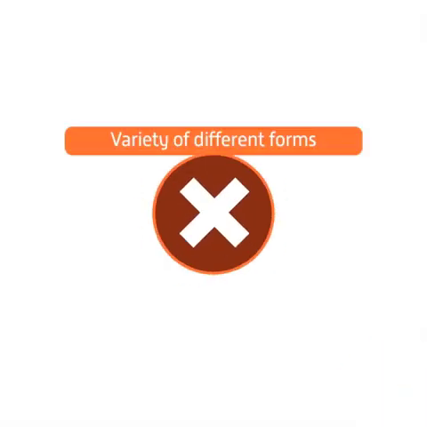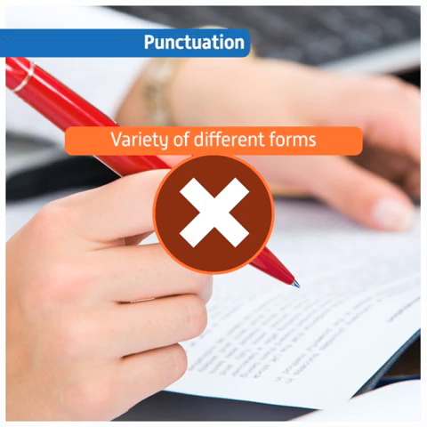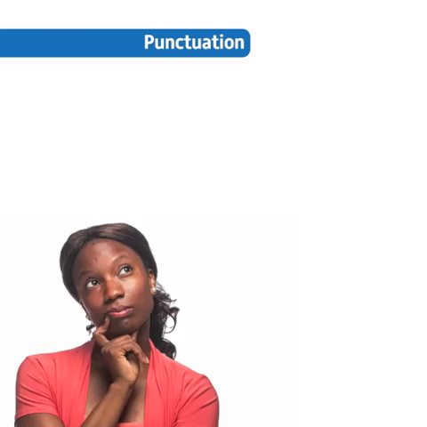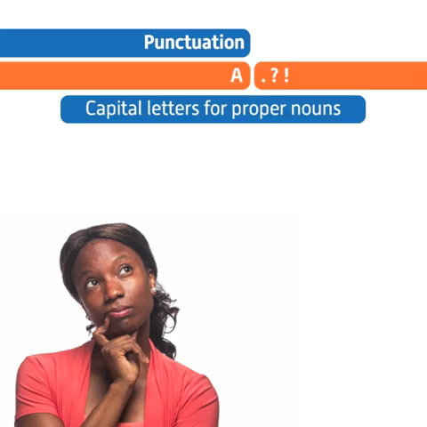Errors can sneak in at any time, and they come in a variety of different forms. Let's break down each type of error in turn, beginning with punctuation. Ask yourself questions about the punctuation you've used. Does every sentence start with a capital letter and end with a full stop, question mark, or exclamation mark? Have you started proper nouns such as names, places, and titles with a capital letter?